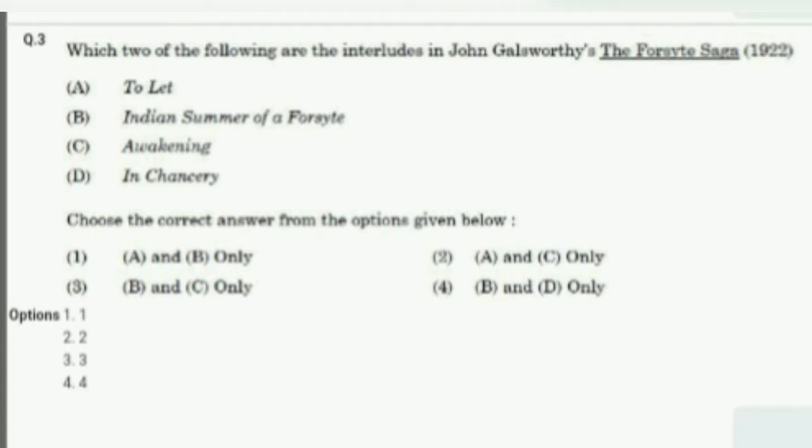The Forsyte Saga is a series of 3 novels and 2 interludes published between 1906 and 1921 by John Galsworthy. The order of publication goes like this: The Man of Property in 1906, Indian Summer of a Forsyte in 1918, In Chancery in 1920, Awakening again in 1920, and To Let in 1921. Indian Summer of a Forsyte and Awakening are the 2 interludes in the Forsyte Saga by John Galsworthy. So, the right answer for this question is option 3, B and C only.